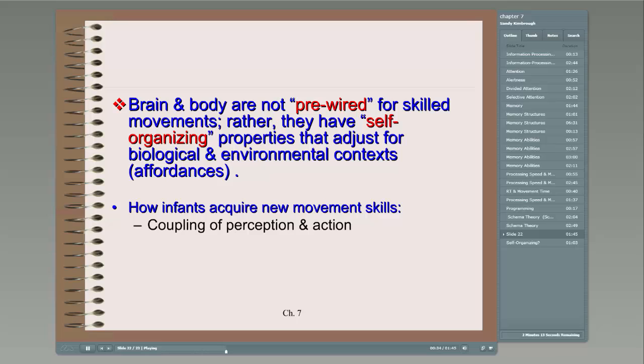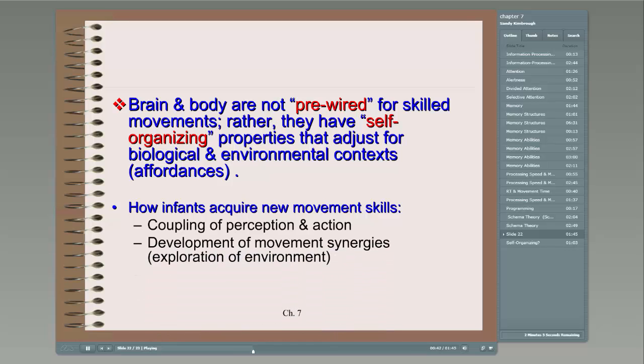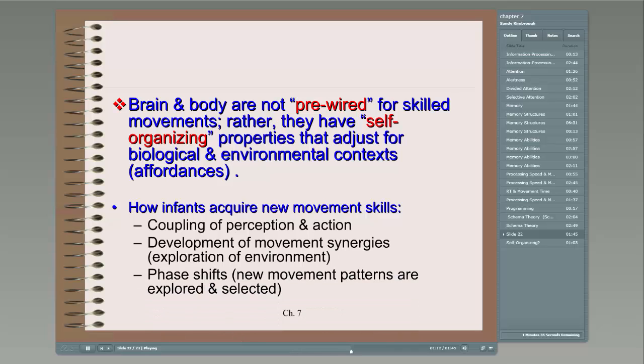First of all, they have to couple or pair up perception and action. They have to perceive things in their environment and then figure out how they're going to act on them. They also are going to develop movement synergies. In other words, they're going to learn for their muscles to act together, to formulate a plan or a program for movement where there's going to be cooperation between different muscles. Crawling isn't just the legs, and it's not just the arms, and it's not just the right and not just the left. The way the brain gives the instructions to the arms and the legs is for them to work together. Kids develop these movement synergies by exploring their environment.